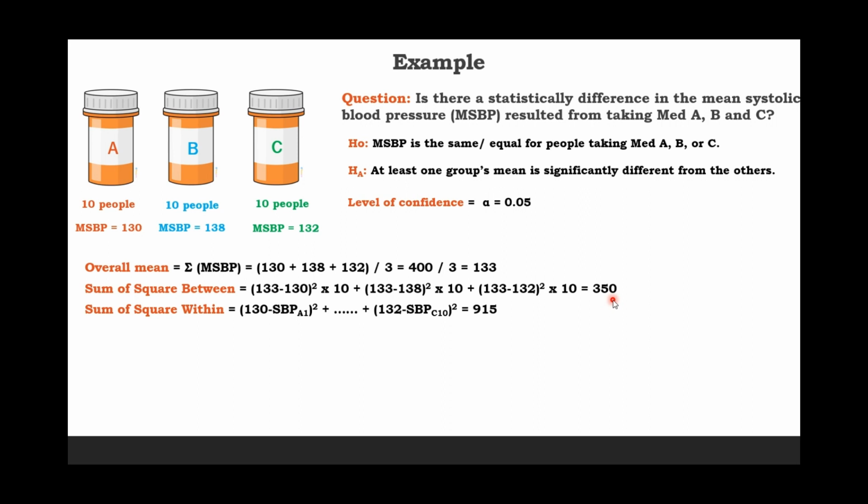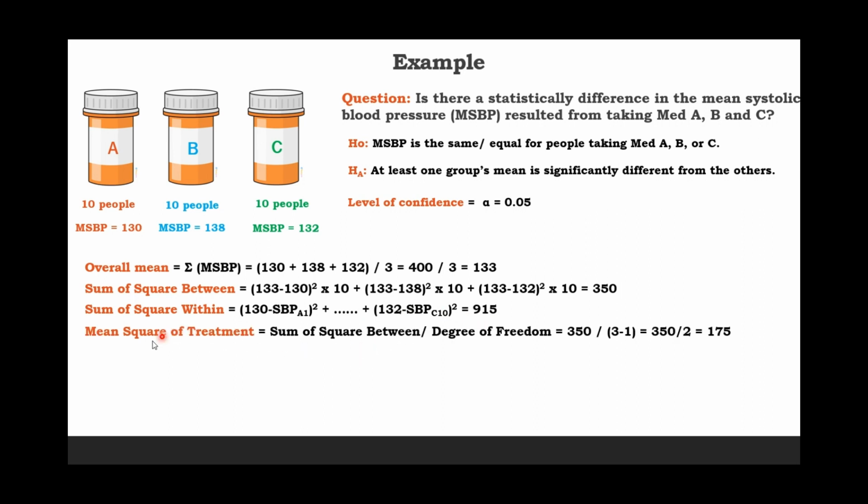Next, I will calculate the sum of squares within by the following steps. I'm going to take group A's mean minus the systolic blood pressure A1, which is person 1 in group A. Then I'm going to square it. And then I'm going to do the same thing for the remaining 29 people. And then I add all of them together. So I get 915, let's say.